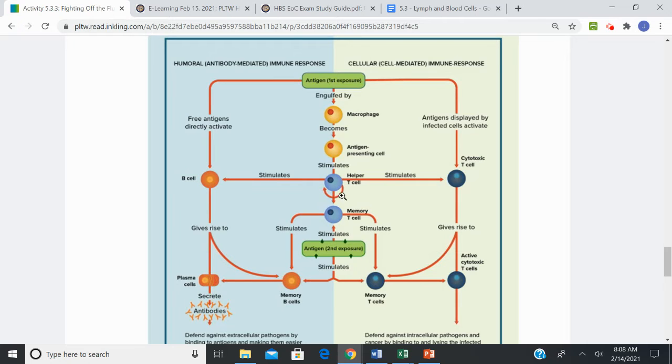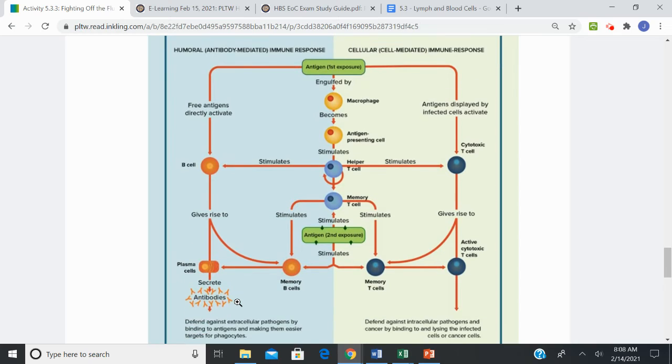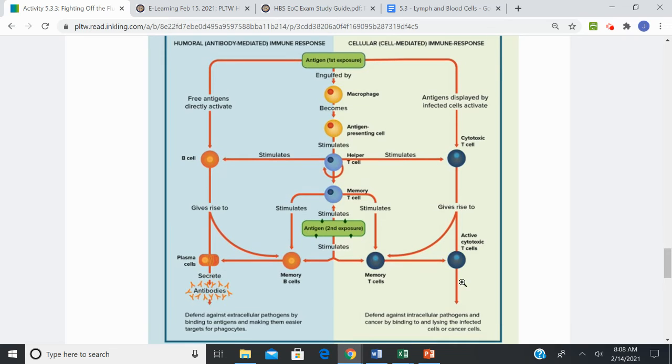And then the helper T cell is then going to do the following. It's going to stimulate both B cells and cytotoxic T cells. Let's talk about the B cells first. It's also at the same time going to produce memory T cells. We'll talk about those more later. So it stimulates the B cells, which create plasma cells, which make antibodies that are specific to this antigen. Additionally, it stimulates cytotoxic T cells, which give rise to active cytotoxic T cells, which then basically destroy or lyse the infected cells that we have.